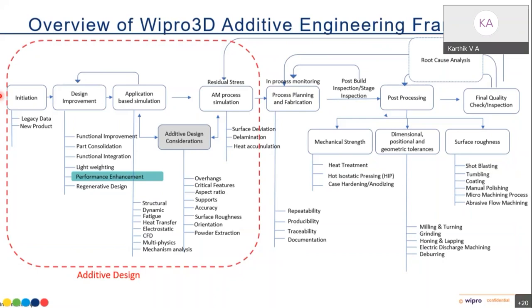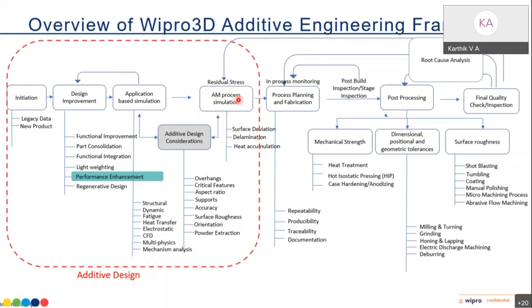Once the design has been finalized, we move forward with the application-based simulation. In terms of application-based simulation, we have the structural dynamics, the CFD, and mechanical analysis, all of which are carried out on the design model. Once that is done, we go ahead with the AM process simulation. Process simulation focuses on the surface defects, delaminations, and things which are more oriented towards the AM process in general, rather than just how good the design is.